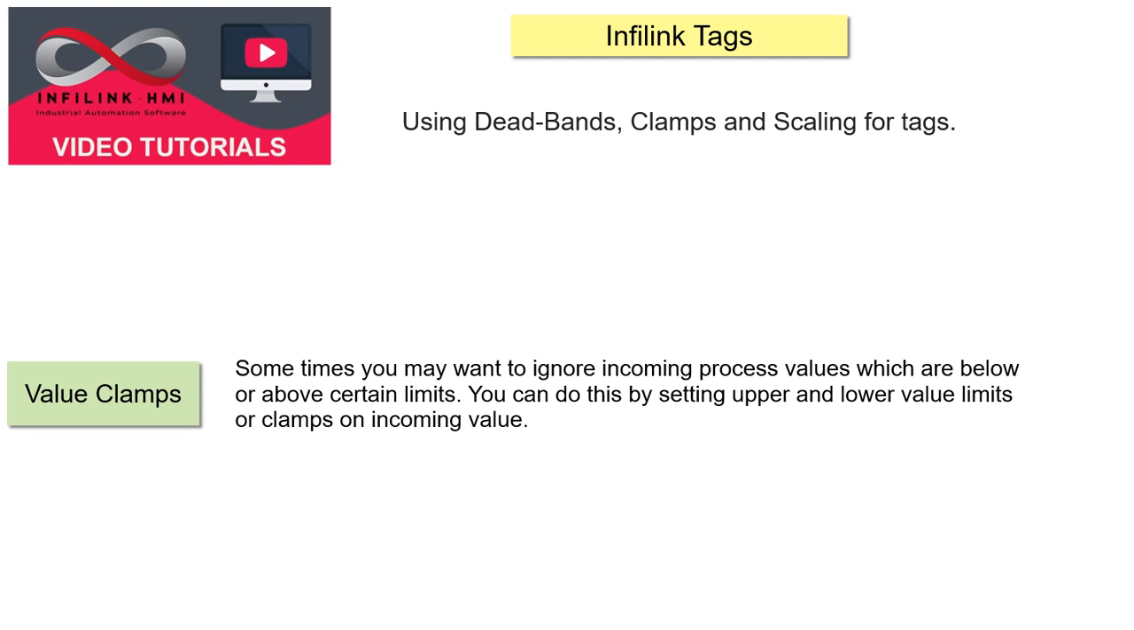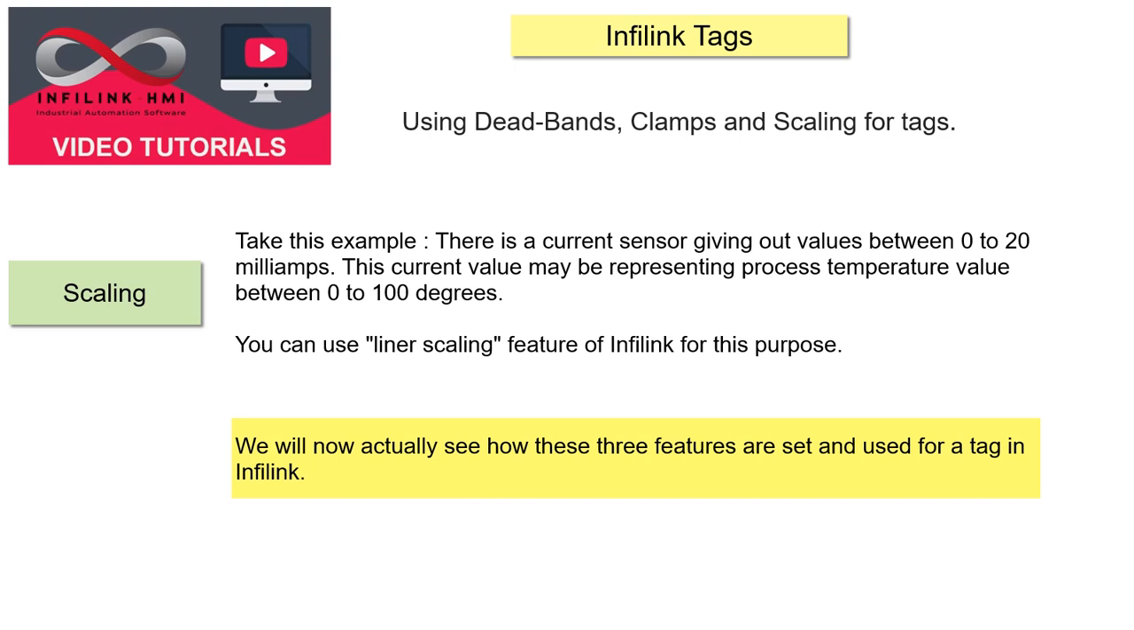Sometimes, you may want to ignore incoming process values which are below or above certain limits. You can do this by setting upper and lower value limits, or clamps, on incoming value. Take this example: there is a current sensor giving out values between 0 to 20 milliamps. This current value may be representing process temperature value between 0 to 100 degrees. You can use the linear scaling feature of Infilink for this purpose.